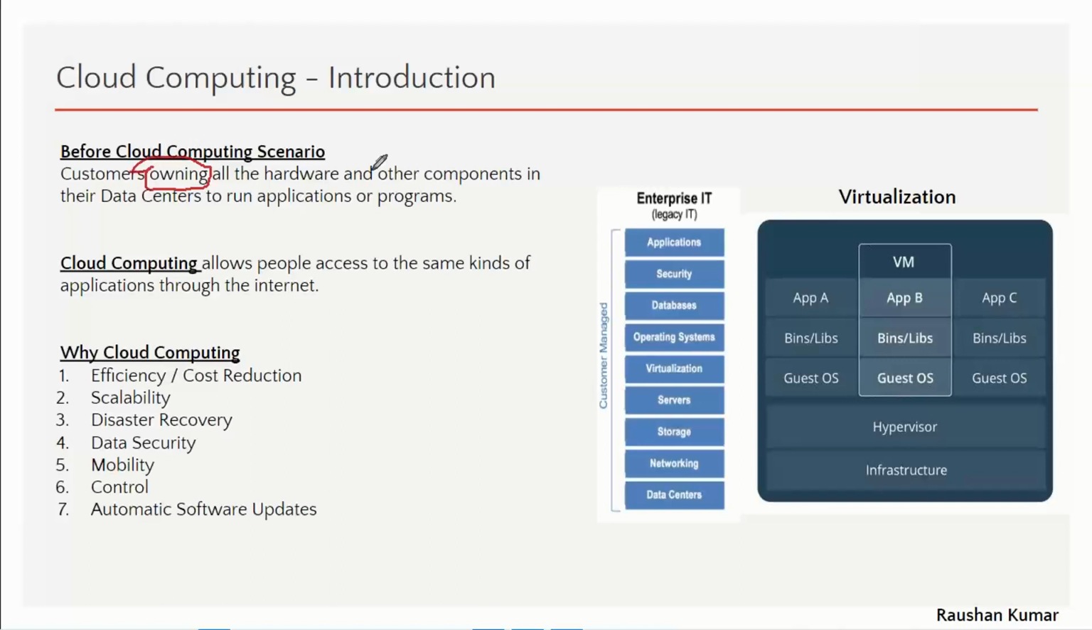Those are the two words. From the infrastructure point of view, there is no change. I'm getting the hardware, some resources, some 4 vCPU, some 4GB, 8GB RAM, whatever. The only difference is whether I own it or I rent it from someone else. That's the difference between on-premise and cloud. So customers own all the hardware and other components in the data centers to run application programs. We'll talk about what you own in cloud, and what the responsibility is of you and your cloud service provider.